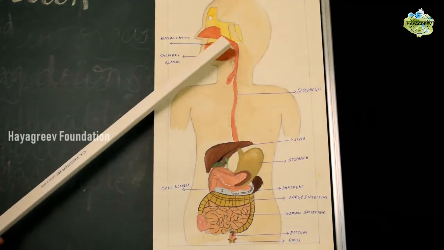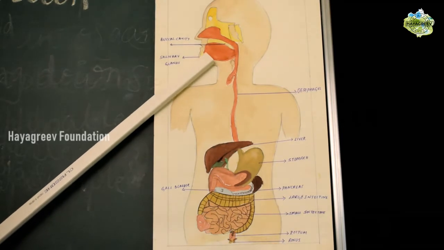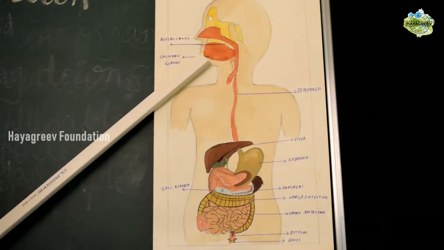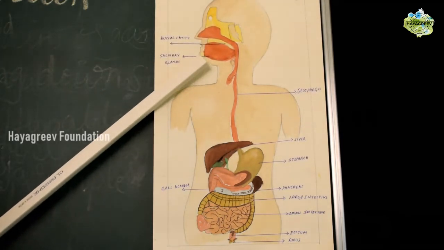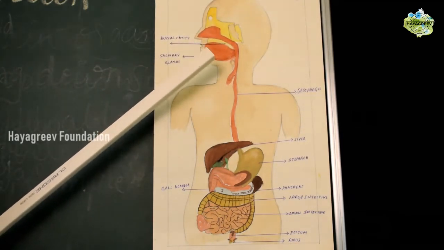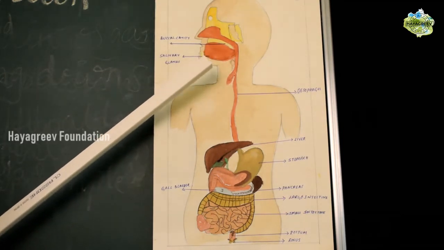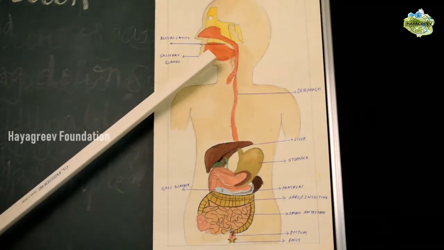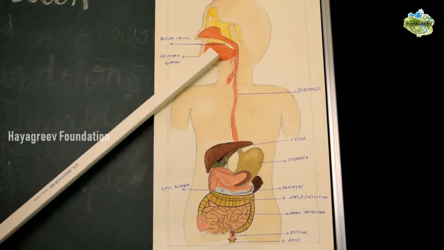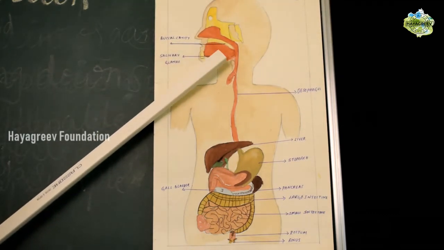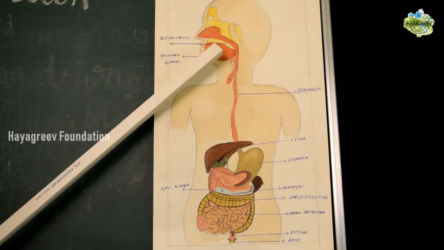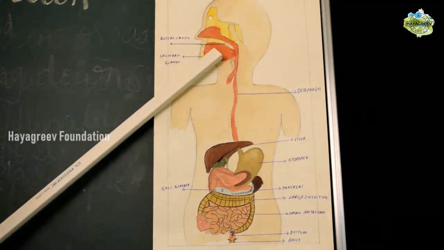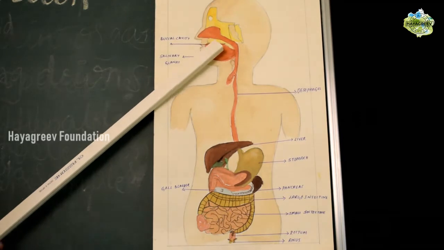Then you have the sublingual glands, the pair of salivary glands present below the tongue. Sub means below, lingual means tongue. Then we have the submandibular salivary glands, which are present near the jaw region, below the jaw. Those are the three pairs of salivary glands. All three pairs secrete a lot of saliva. Saliva is an alkaline juice which comes in contact with the food in the mouth.